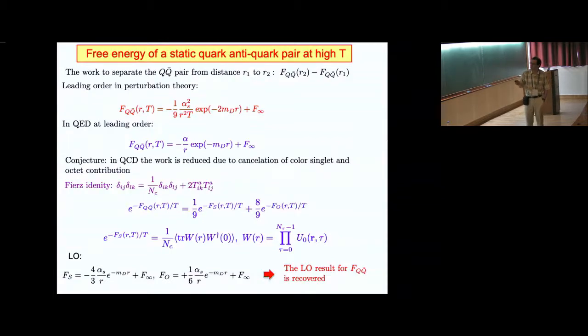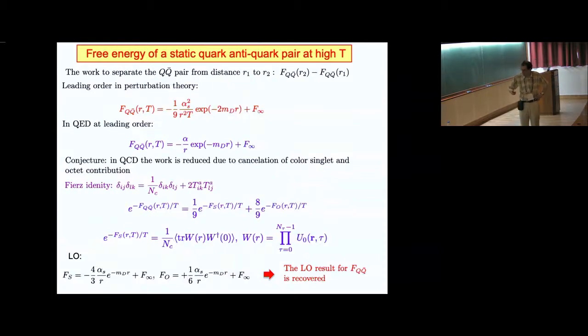So now you could calculate this singlet and octet contribution individually in perturbation theory at leading order, and you see that they are just what you expect. They're screened, like the QED form, the screened Coulomb potential with the screening governed by the Debye mass, and of course you have the color factor. In the singlet case it's attractive, 4/3, and in the octet it's repulsive, 1/6, and of course you have the F infinity. Now if you plug this singlet and octet expression into the formula that you derived from the Fierz identity, you see that you recover the leading order result for the free energy of a quark anti-quark. In other words, there is indeed a cancellation. The leading order terms in the exponents cancel because of these color factors, and what you have is the next term in the expansion of the exponents.